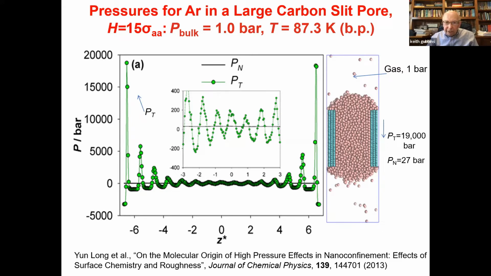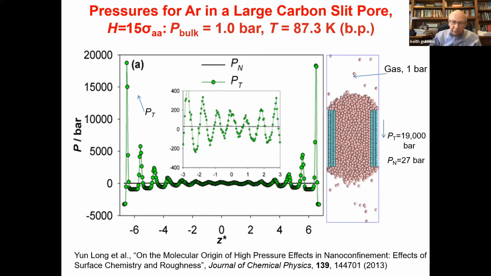And these are the pressures found. This is a grand canonical Monte Carlo simulation. So this is the tangential pressure. So this does depend on the distance from the wall. You can see it depends strongly. So you get this very big peak. This is the layer of molecules next to the wall, and you're getting an Irving-Kirkwood pressure of about 19,000 bars. So now we've got more than 4 orders of magnitude increase in the pressure over the bulk phase.